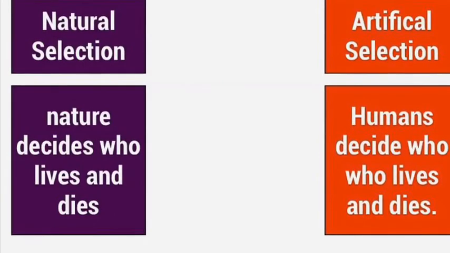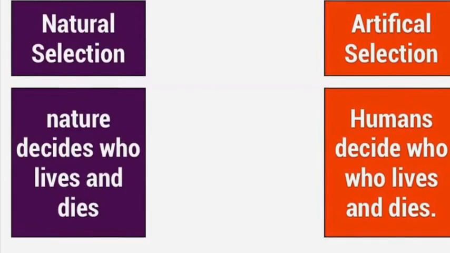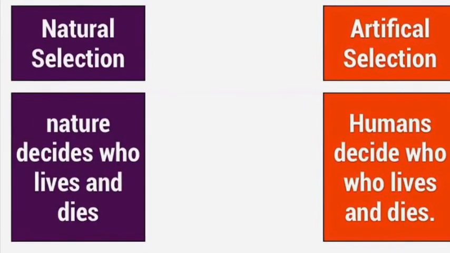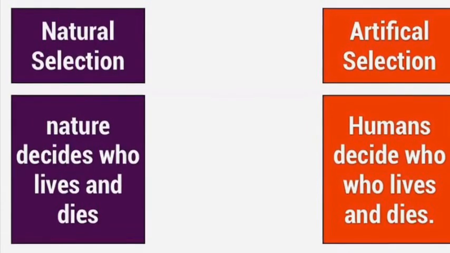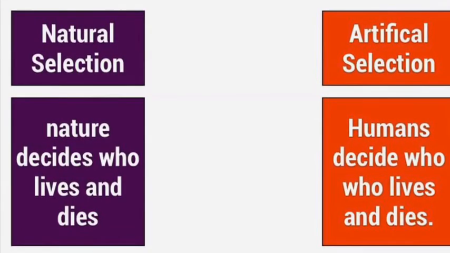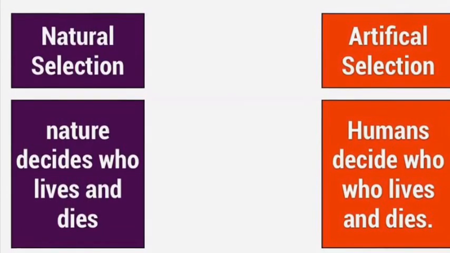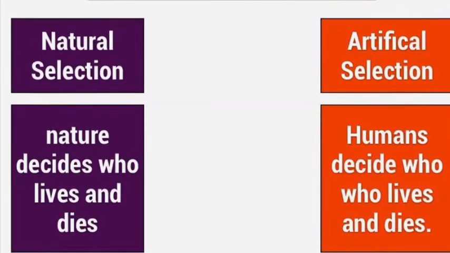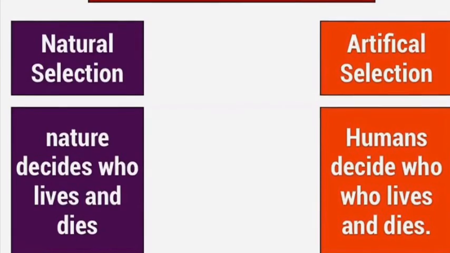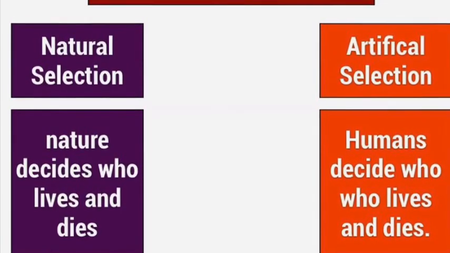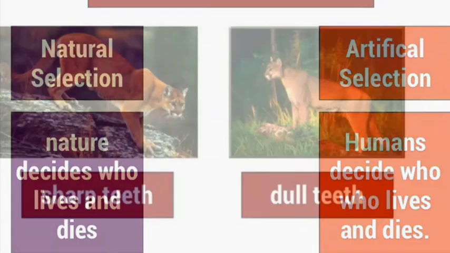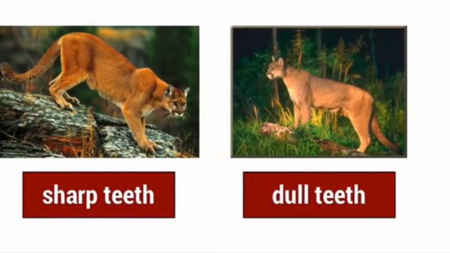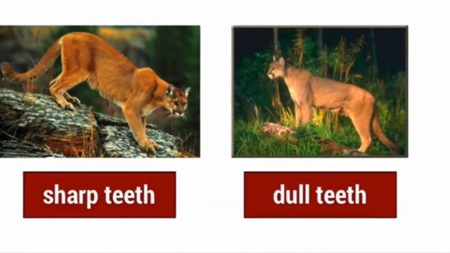As we're finishing up, I want to go back and review with you the difference between natural selection and artificial selection. With natural selection, nature is going to decide who lives and who dies. It doesn't matter if it's plants or animals. Nature is going to decide what plants and animals survive. And with artificial selection, humans are going to decide who dies out and who survives. There's a difference when nature chooses what's going to survive versus when humans choose what's going to survive.